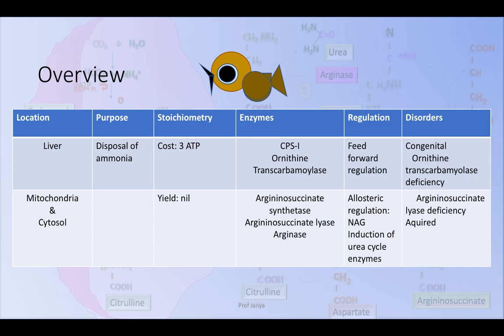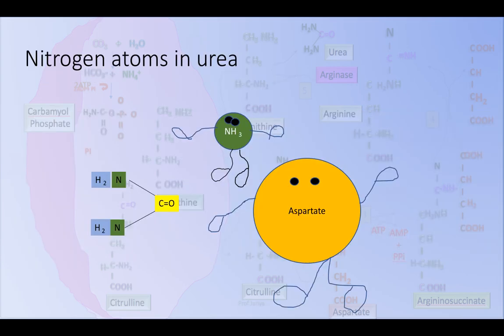A total of 3 molecules of ATP are required in this pathway. It is regulated by 3 mechanisms: feed-forward regulation, when availability of the substrates drives the reaction in the forward direction; allosteric regulation by N-acetylglutamate; and regulation by the induction or repression of urea cycle enzymes. Its disorders may be congenital due to enzyme deficiencies or acquired due to hepatocellular damage. The two nitrogens in the urea are derived from ammonia and aspartate.